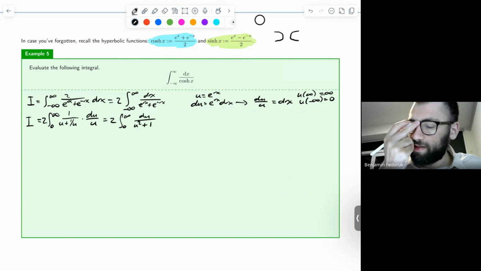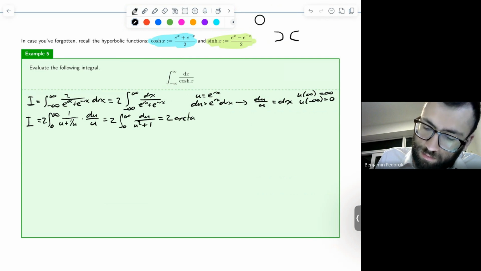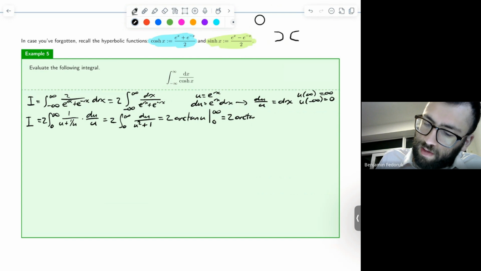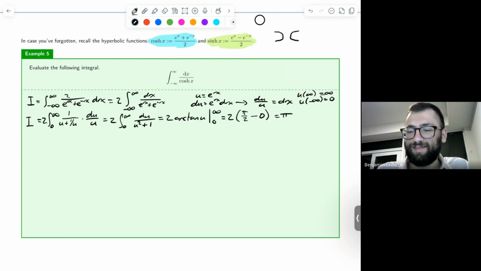Oh, that's nice. We've probably seen that integral before somewhere. That is just arctan. Arctan of u on our bounds. And so from here, if we plug it in, we get arctan of infinity, which is pi over 2, minus arctan of 0, which is 0. So we get 2 times pi over 2, or just pi. Isn't that nice? A more pleasant integral to end our lecturette with.